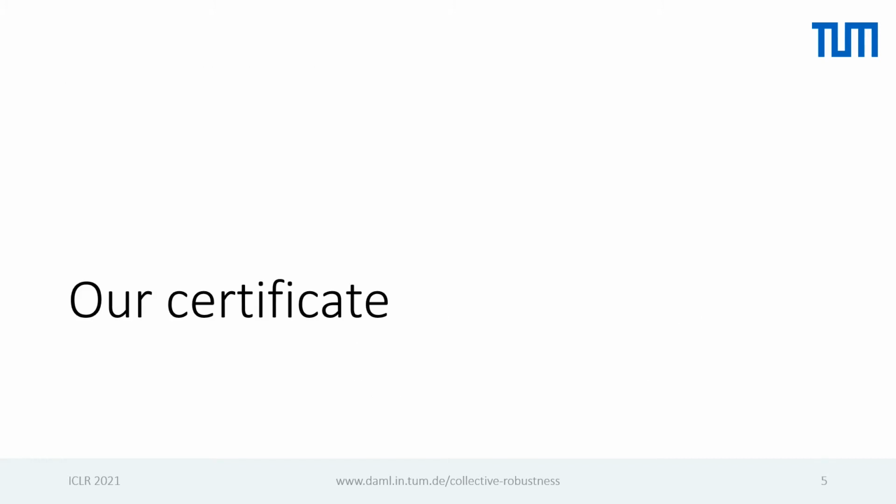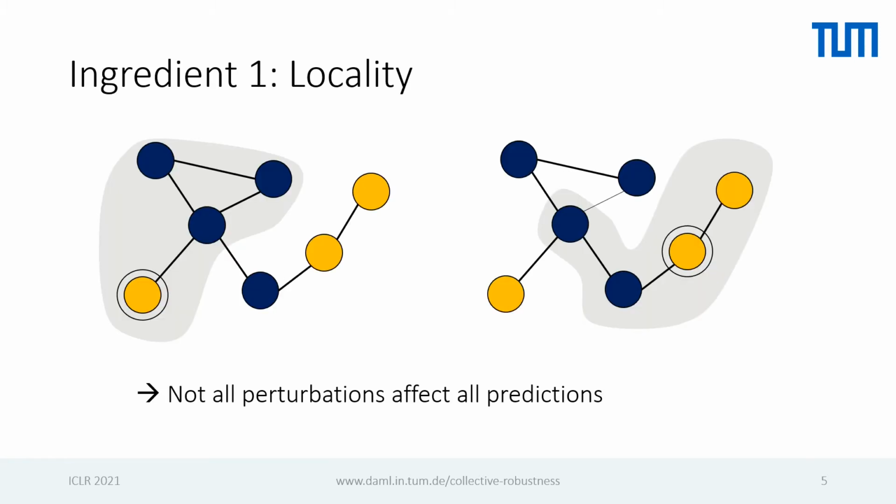We are trying to remedy this by combining the single prediction certificates in a more intelligent manner that models this single input. For this, we need two ingredients, the first of which is locality. Graph neural networks are typically local, meaning they make their predictions based on small receptive fields. Thus, not all perturbations necessarily affect all predictions, and therefore the adversary is faced with the problem of budget allocation. Where do they perturb the graph in order to cause the most damage to as many predictions as possible?